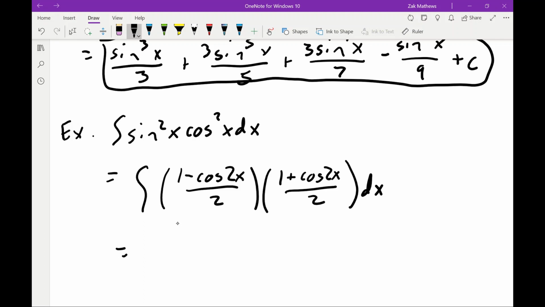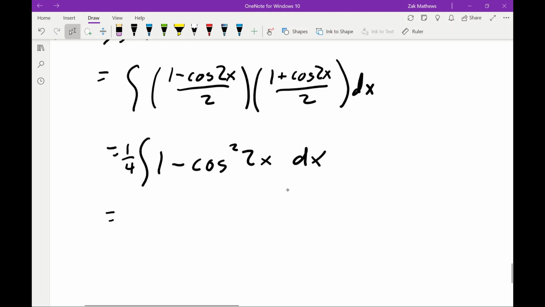And so now we can, for one, multiply those 2's together in the denominator, factor that out, I'd say 1/4. That'll make our lives a little bit easier. And then the other thing I can do is FOIL or multiply those two, 1 minus cosine, 1 plus cosine together. So we'll have one, well, the positive and the negative will cancel, so that works out nicely, and we'll be left with a minus cosine squared of 2x dx. And so the 1 very easily is taken care of, right? We can find that antiderivative right away. But the cosine squared, we have to apply another power reducing formula to that.